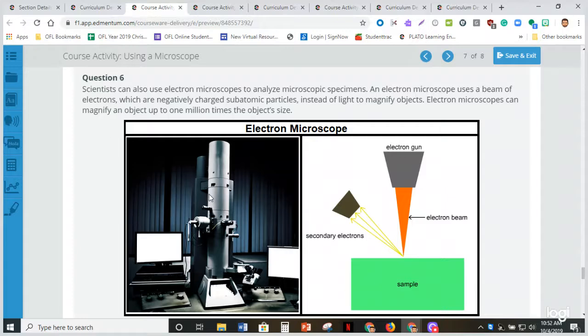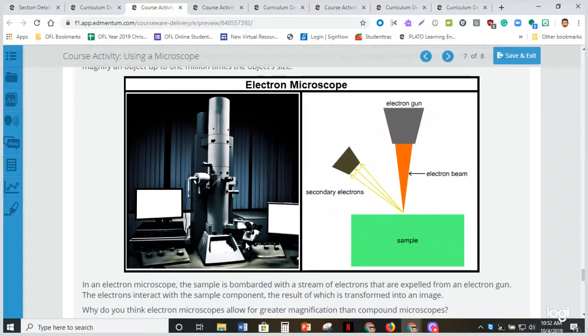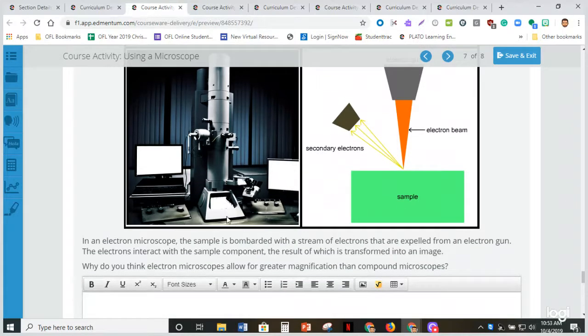Question number 6, I want to just touch really quickly. It's looking at an electron microscope. Electron microscopes definitely let you see a lot more details because they have a system set up so that you can see smaller particles and the magnification is exponentially greater. So the reason why you look at an electron microscope is to see very small particles such as atoms, and so this allows you to see it more up close.